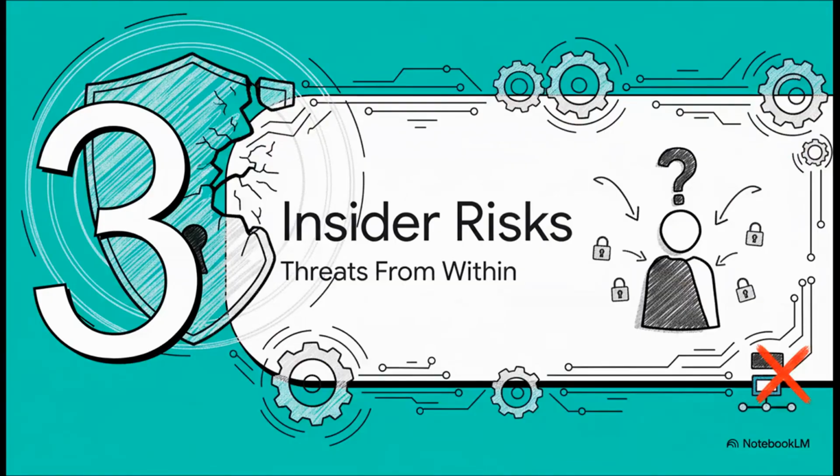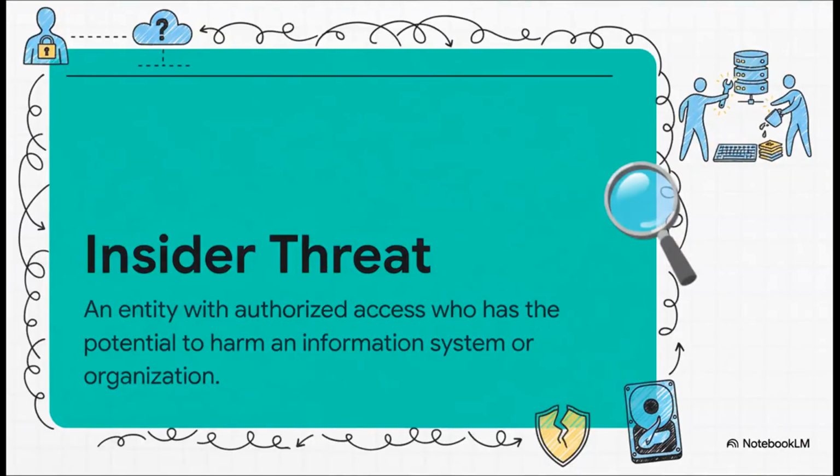So, we've talked a lot about threats coming from the outside, but it's just as important to understand the risks that can actually come from within. I know this can be a sensitive topic, but it's a really critical piece of the whole security puzzle. It's really important to be clear on what this actually means. An insider threat isn't necessarily someone who's malicious. It's just anyone with authorized access, an employee, a contractor who has the potential to cause harm, whether they mean to or not.